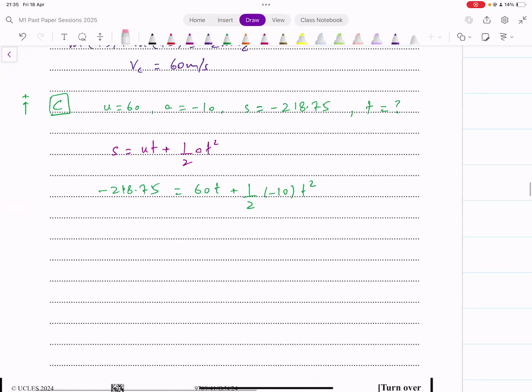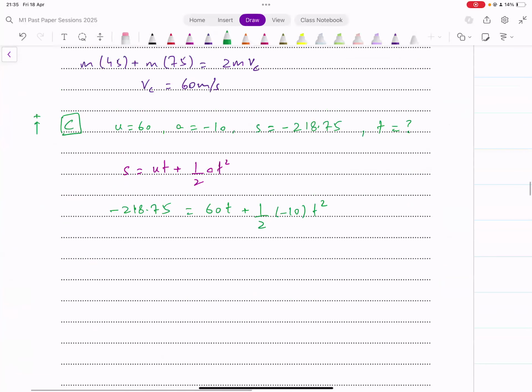All right, so now we can just find the value of t from this and see what that turns out to be. -218.75 equals 60t minus 5t². Let's take everything to one side. 5t² minus 60t minus 218.75 equals 0. All we have to do is input values in the quadratic formula.